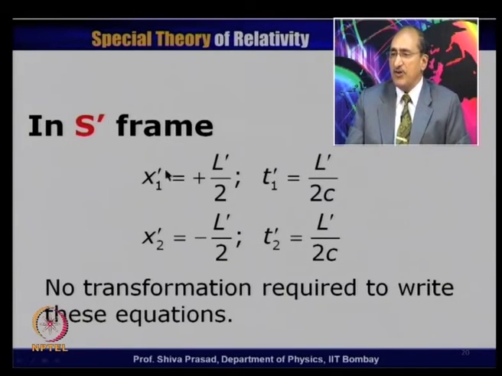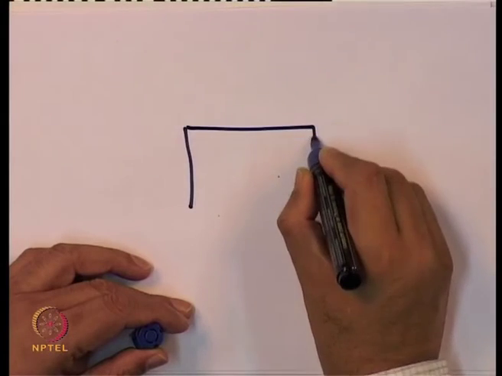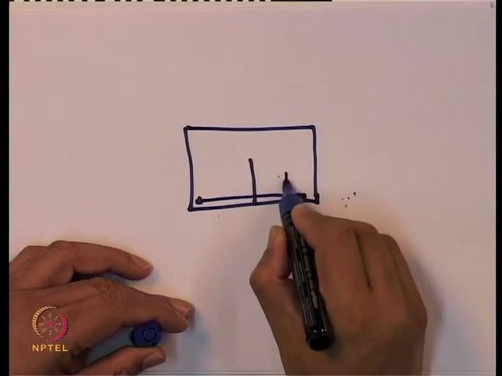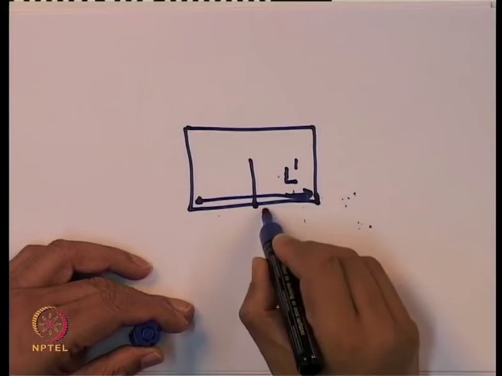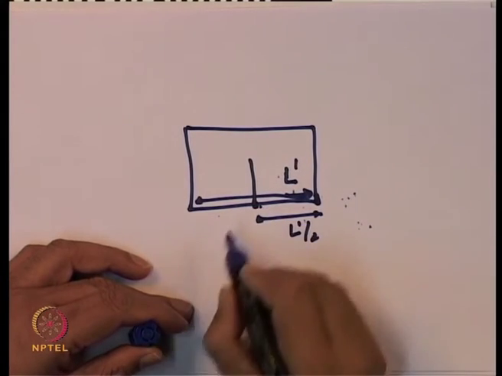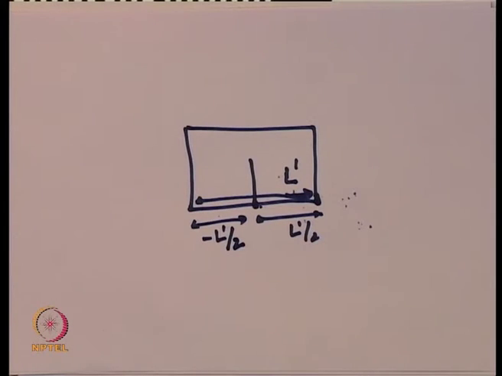Because this is the S prime frame of reference, all my coordinates carry a prime. Since lengths are different in the two frames, the length of the compartment itself in the S prime frame I am calling L prime. If this is my train compartment and the observer is standing halfway, at the origin, then in this frame this length is L prime. Event number 1 will occur at a distance of L prime by 2 on the positive side, and event number 2 at minus L prime by 2. So x1 prime is plus L prime by 2, and x2 prime is minus L prime by 2.